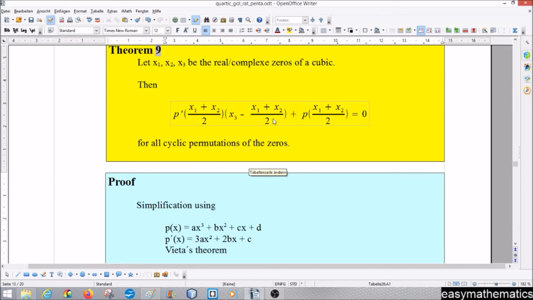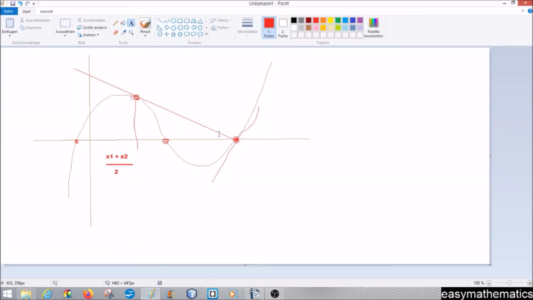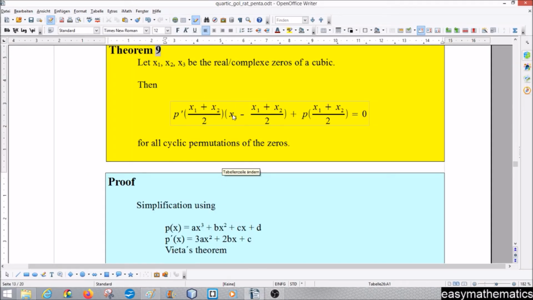This is a really beautiful result, and what I want to say is this works also if you take x1 and x3 over 2, and take the tangent, you will hit x2. Okay, so it works for all combinations involving x1, x2, x3. Okay, what a nice property.